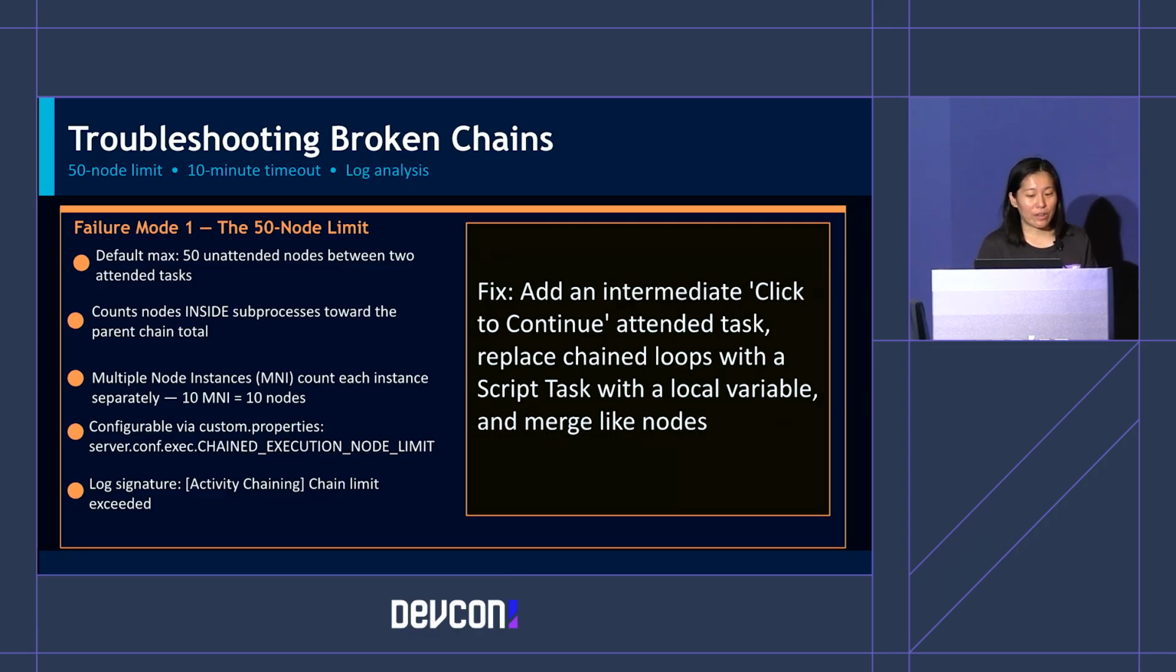Something else to note about the 50 node limit is that this is actually customizable in your custom.properties file. So whether you're on-prem or in the cloud, you can have the appropriate Appian support team go and update that value for you. Now this is a last resort.